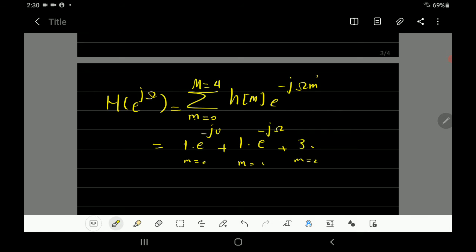Okay, these numbers I put there, 1, 1, 3, they are the values of h. This is the value of h0. That's the value of h1. That's the value of h2. E to the power minus j2 omega.